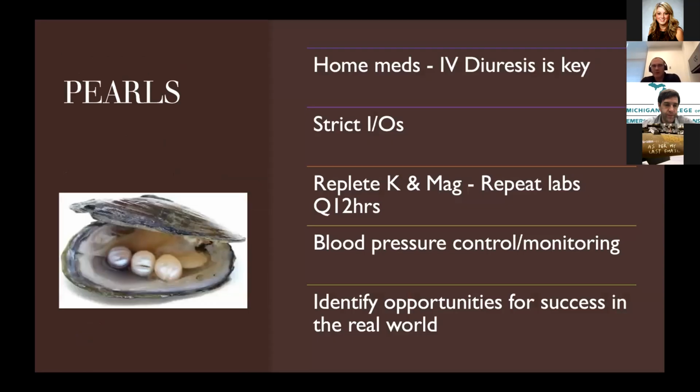So some of the pearls that I want to share with you that I've learned is the importance of home meds. Obviously, IV diuresis is the key. Our hope is that we can get the fluid off of our patients, but we really need to make sure that we're dealing with the patient as a whole, and they need their home medications ordered. Initial weight and strict I's and O's are certainly important, but frequently missed.